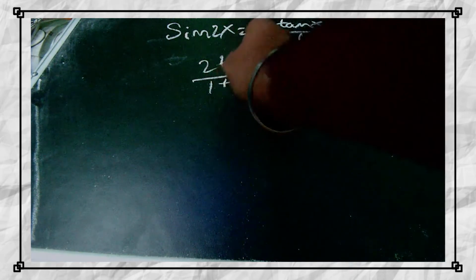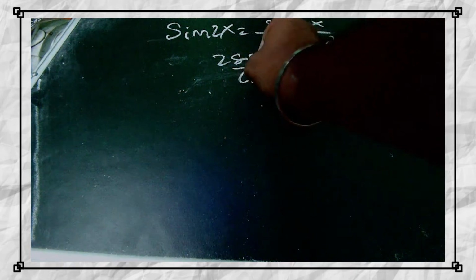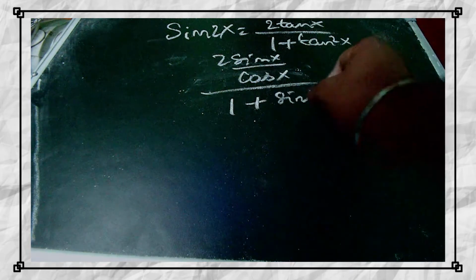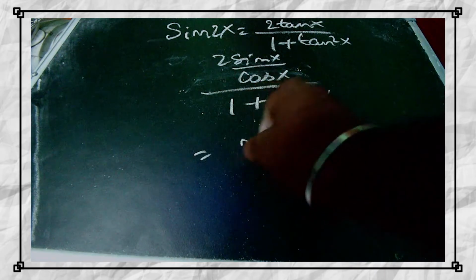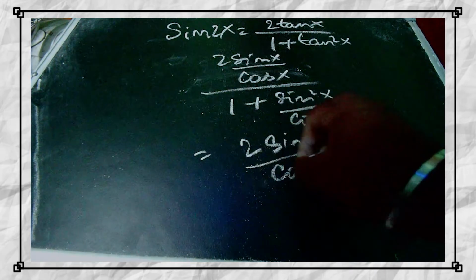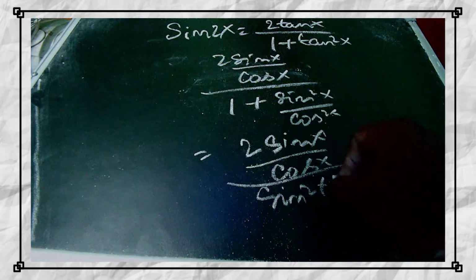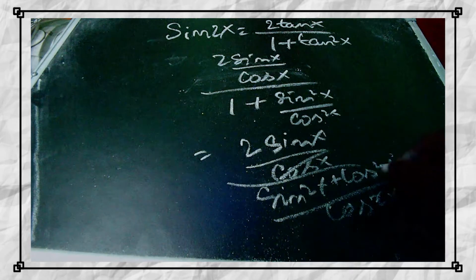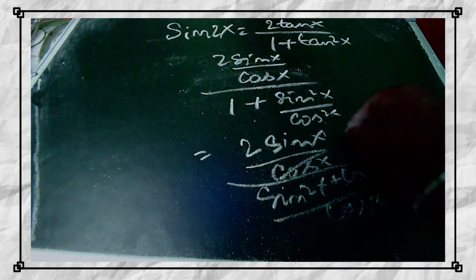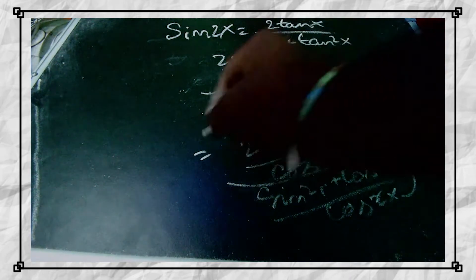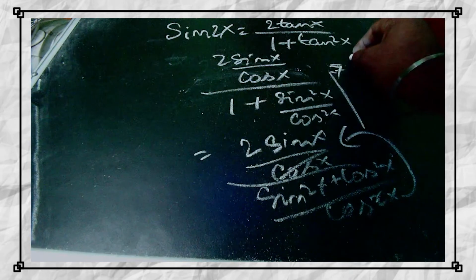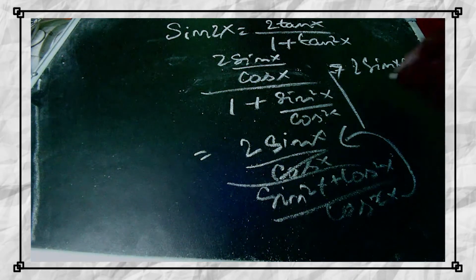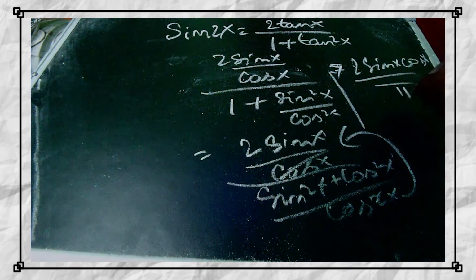So sin of 2x, to derive this, 2 tan x by 1 plus tan square x we can write as 2 sin x by cos x over 1 plus sin square x by cos square x. So after simplification, 2 sin x by cos x, and this will be sin square x plus cos square x by cos square x. So cos square x and cos x cancel. Sin square x plus cos square x is equal to 1, and this goes here and cos x goes here, and it will be equal to 2 sin x into cos x, and so the formula is derived, which is equal to sin of 2x.